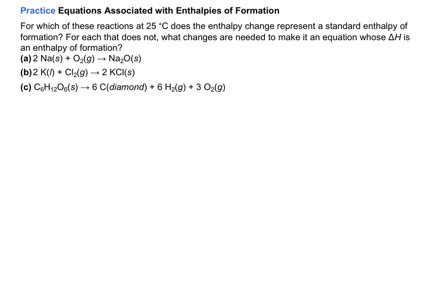So let's look at each of these compounds that get made. We want to find out, does the enthalpy change represent the standard enthalpy of formation for these different compounds? And if it does not, what changes need to be made to make the delta H correct? So basically it's saying, if I wanted to make sodium oxide solid, right here, how do I make it? Let's just practice doing it from scratch. Sodium oxide is made out of sodium and oxygen. So we can look at the periodic table.